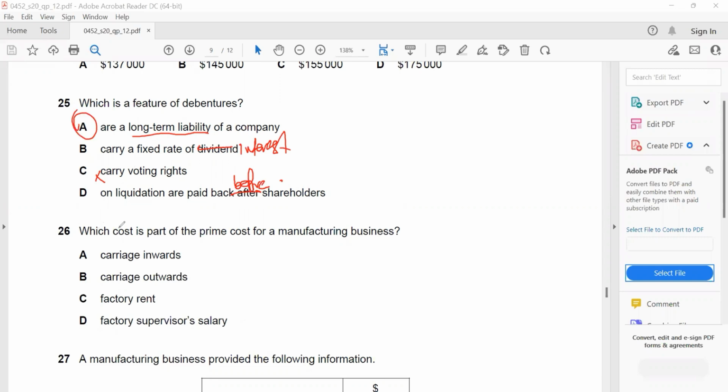Question 26. Which cost is part of the prime cost for a manufacturing business? So for a manufacturing business, prime cost, carriage inward is one of it. Carriage outward is under the income statement expenses. Factory rent is a factory overhead. Factory supervisor is also factory overhead. So in this case, the answer should be A.